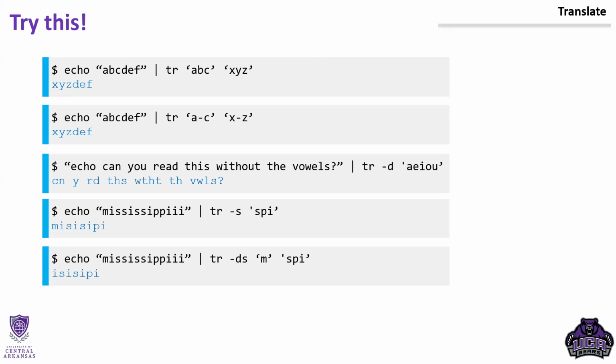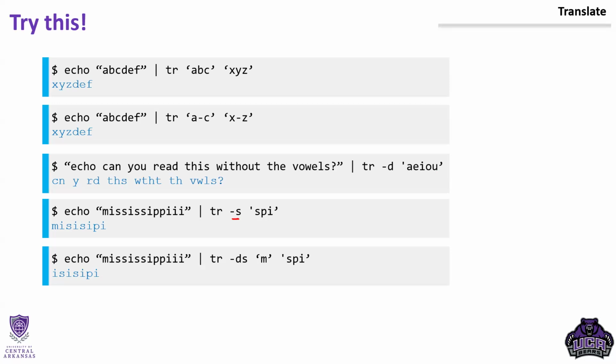And then of course here we're giving a range A through C, X, and X through Z. So it's going to do the same thing. Here we're using the delete, and then we're giving this as our argument. So it's going to search for all the vowels, and it just goes through and deletes all the vowels out of the sentence.